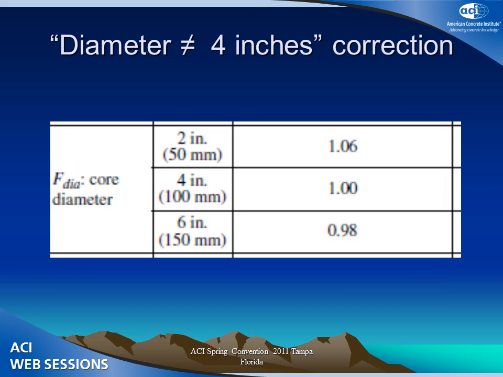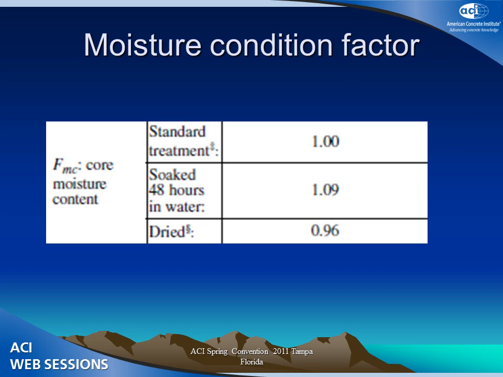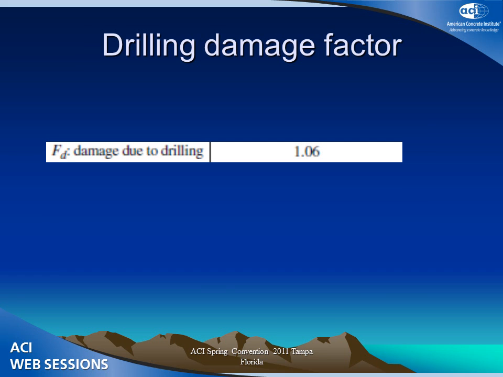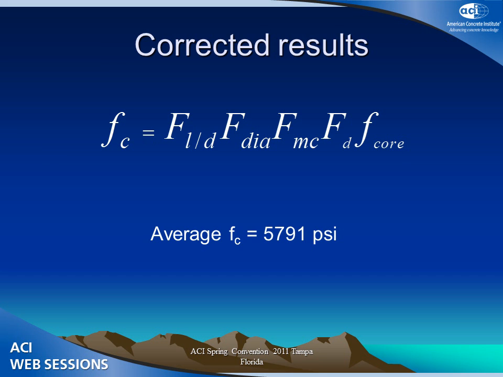Our core diameters were in between those two, and we did just an interpolation between those 2 points to come up with the factor for the L over D, or for the diameter. Our moisture standard treatment is a factor of 1, and then we use the 1.06 factor for the damage due to coring. And when we were done with all that, we plugged those numbers into this equation and came up with the average for the core of about 5,800.